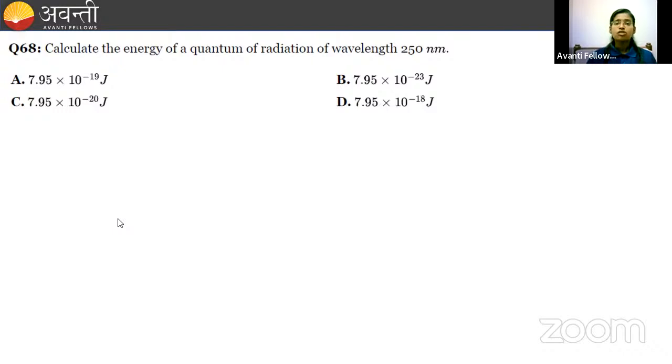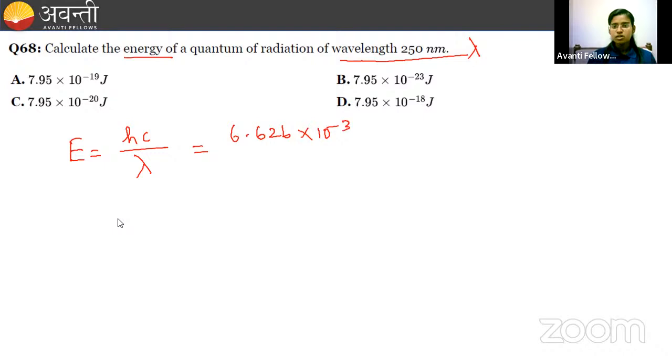Calculate the energy of a quantum of radiation of wavelength 250 nanometer. So the wavelength, lambda, is given, and we have to find out the energy of a quantum of radiation. Just now we have calculated that E is equal to hc by lambda, where h is 6.626 into 10 to the power minus 34, and the speed of light is 3 into 10 to the power 8 meter per second. Lambda is also given to us in the question.